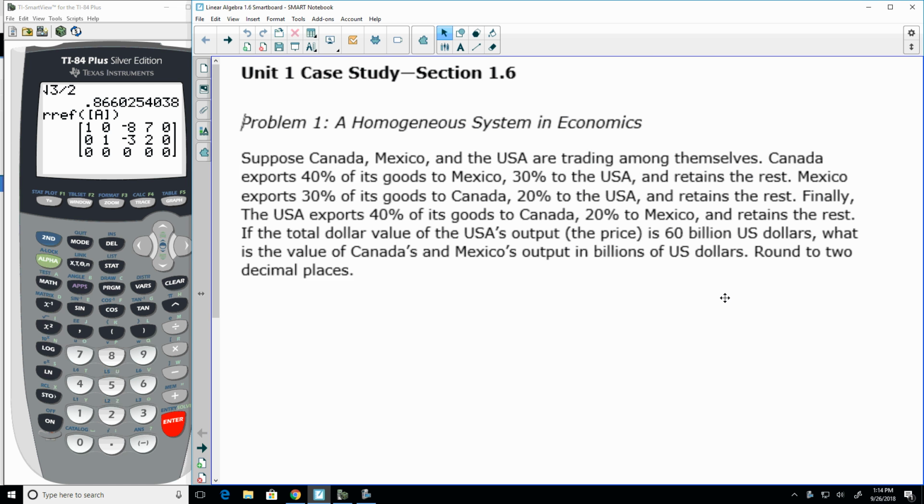So your first case study quiz is from section 1.6. There's not a lecture for 1.6. I just thought I would do some examples that you'll see on that quiz. Again, there's a homework you can do if you want to practice, but it's not for a grade. It's just for you to practice.